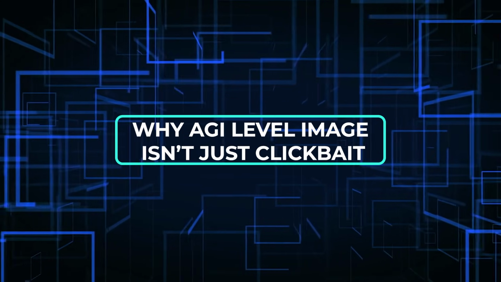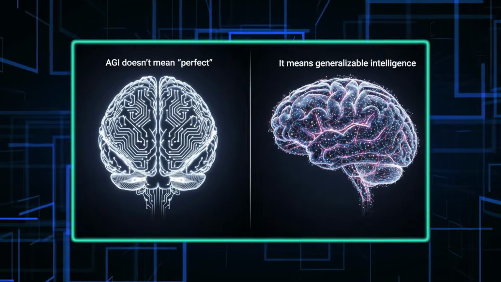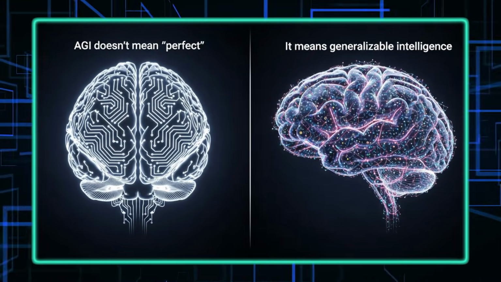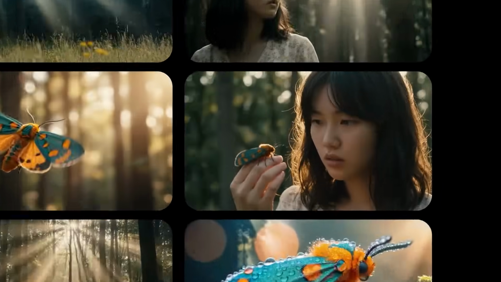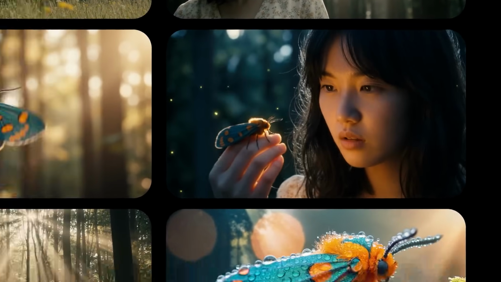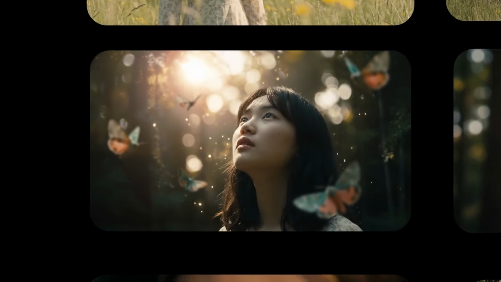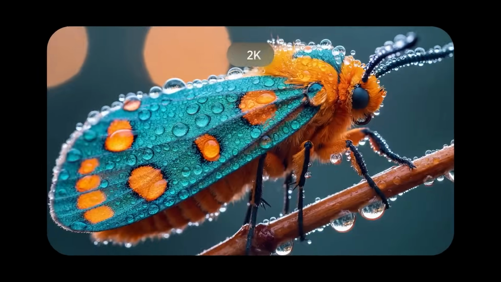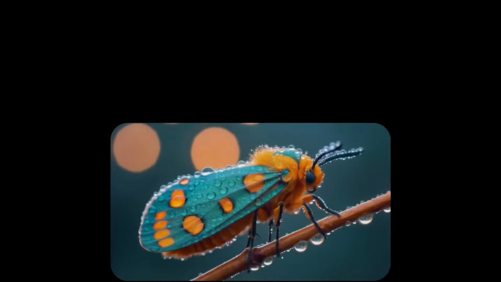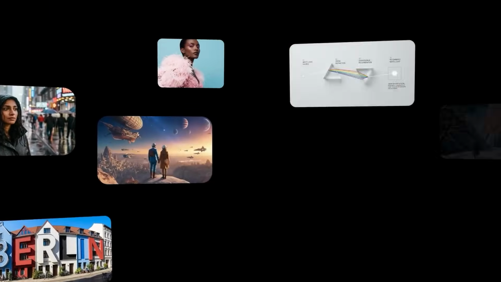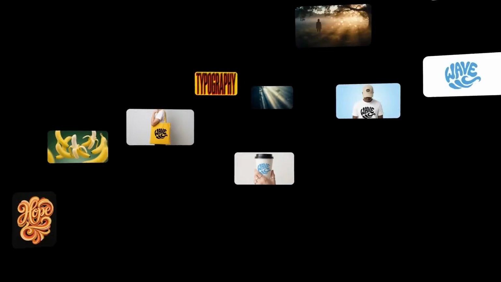Why AGI-level image isn't just clickbait. AGI doesn't mean perfect. It means generalizable intelligence. Nano Banana 2 Pro demonstrates something rare, the ability to transfer understanding across domains within vision itself. Lighting affects material, perspective affects scale, context affects composition. The model doesn't treat these as independent features, it treats them as connected truths. That integration is what makes the output feel intelligent instead of decorative.